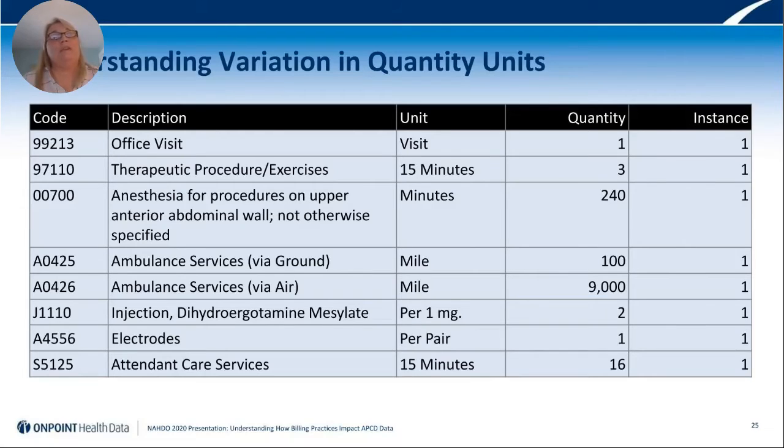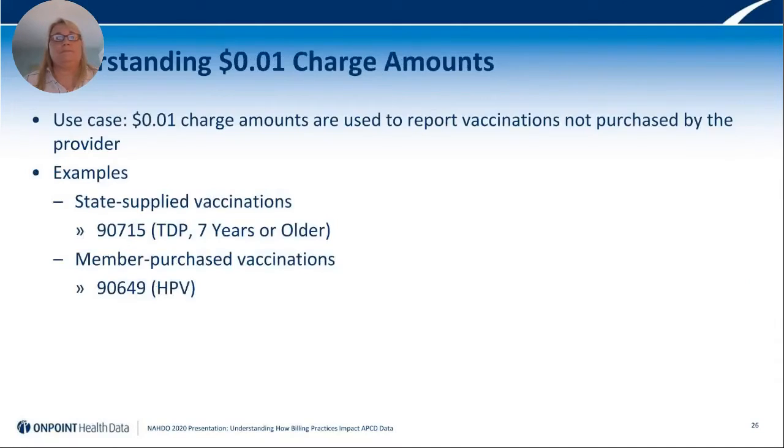In addition, you may see quantities in the hundreds or even thousands. Again, that is all based off of your CPT or HCPCS code. And you can see in these examples, a quantity of 240 is based on minutes for anesthesia, and the ones in the thousands are miles due to ambulance services.